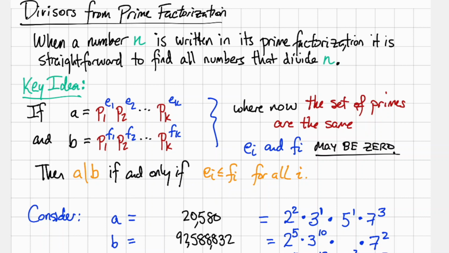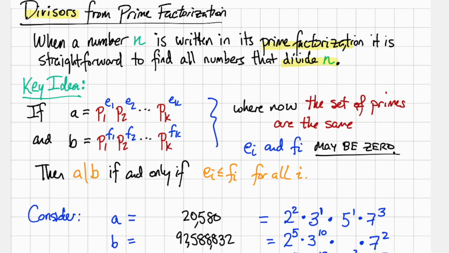Welcome back. We've been talking about a framework for writing numbers in terms of their prime factorization and how that can be helpful. In this video, we'll talk about using prime factorization to find the divisors of a number. When a number is written in its prime factorization, it is straightforward to find all the numbers that divide n.